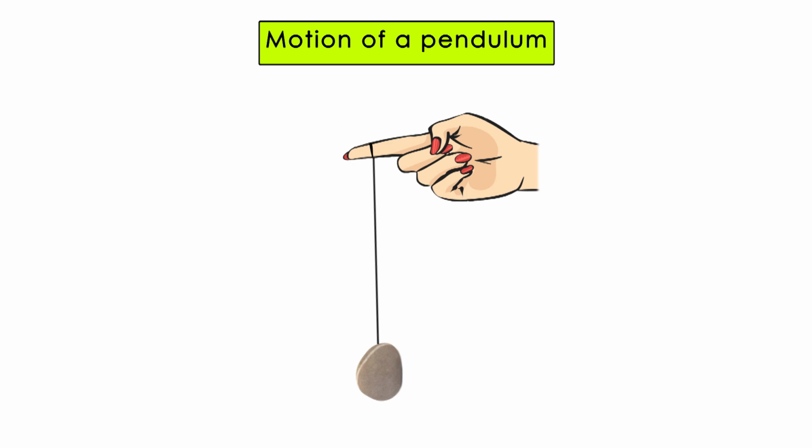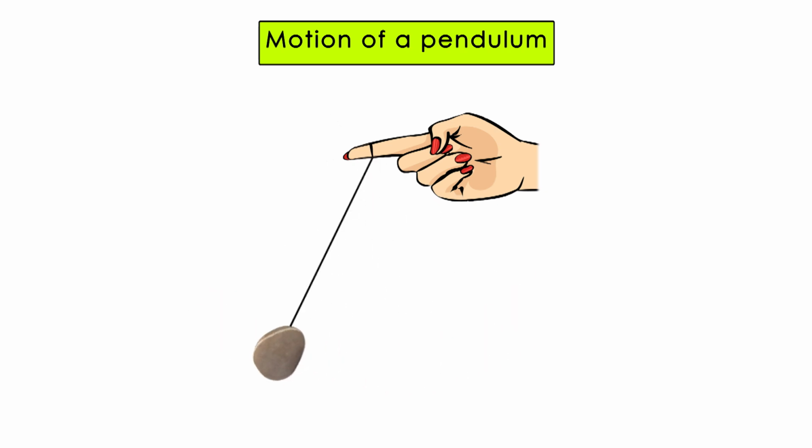Let us learn about the third type of motion. In some cases, an object repeats its motion after some time. This type of motion is called periodic motion. Take the same stone tied with a string that you used in the previous activity. Now, hold the string in your hand and let the stone hang from it. Pull the stone to one side with the other hand and let it go.